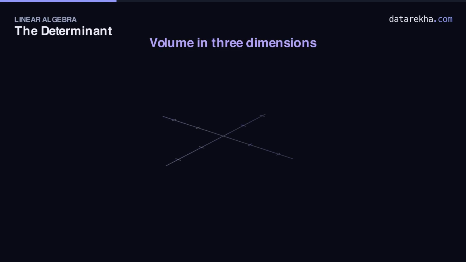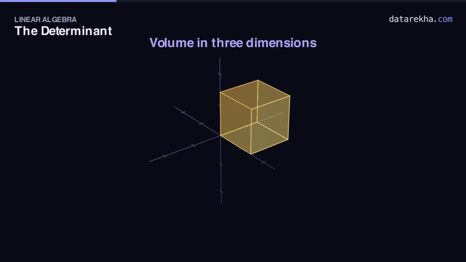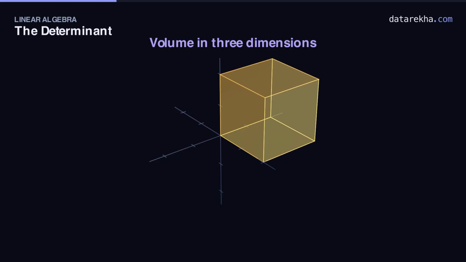The same idea climbs into 3 dimensions without a single change. Here are the 3 axes. And this time our tile is the unit cube, 1 by 1 by 1 with volume 1. Hand the cube to a 3 by 3 matrix and it slides into a slanted box, a parallelepiped. Now the determinant is the factor by which the volume changed.